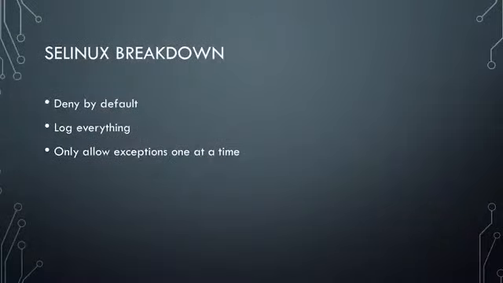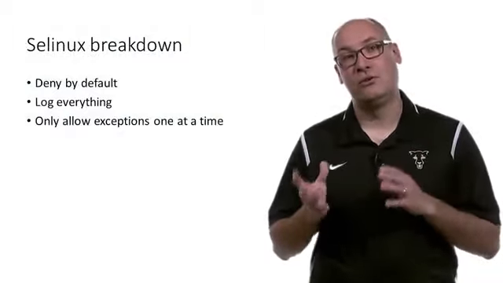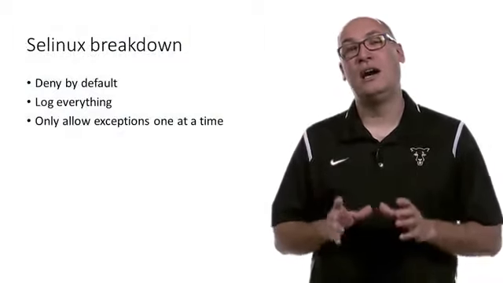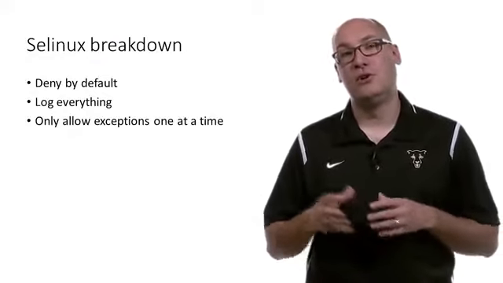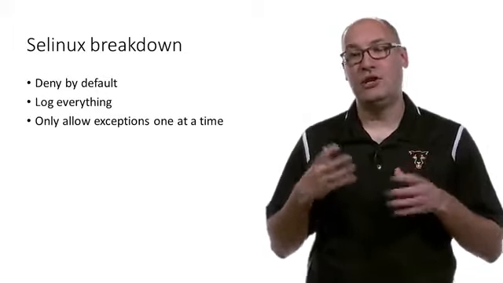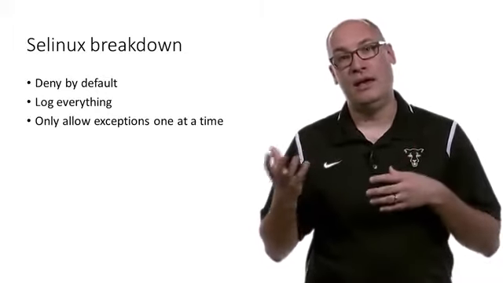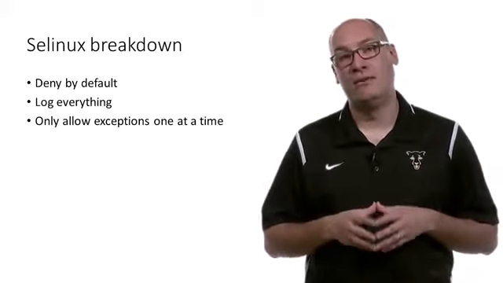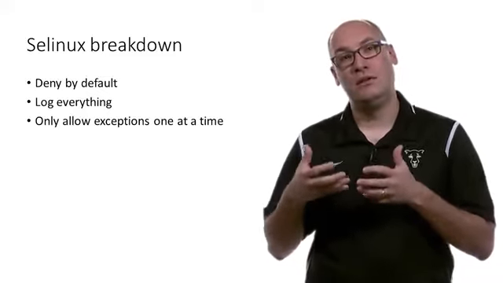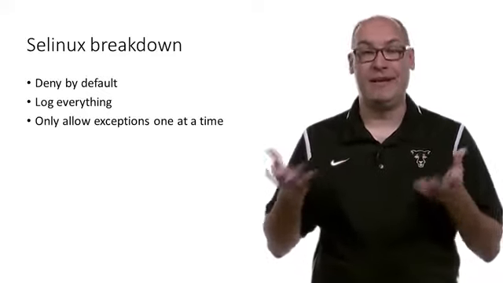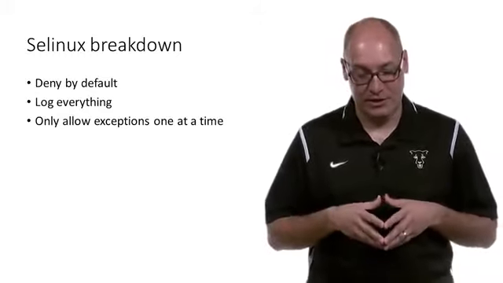So, SELinux breakdown. It's deny by default. It's mandatory access control. So our mandatory access control says, I'm going to deny anything that I don't know. It provides least privilege. So if we change a file, for example, and we modify the ACL on that file, we're only allowed to do what SELinux allows us to do, essentially.